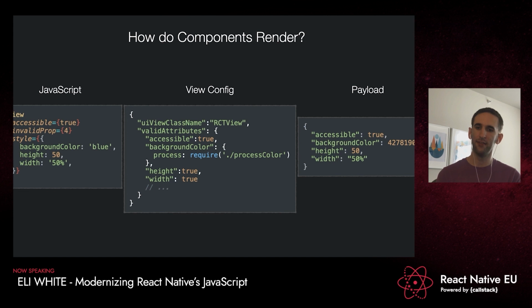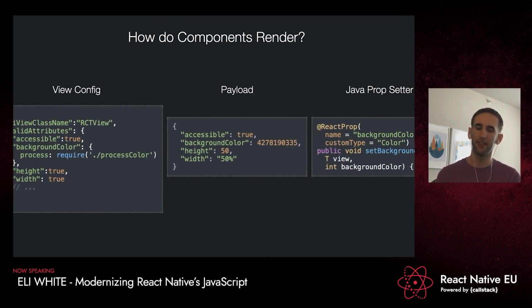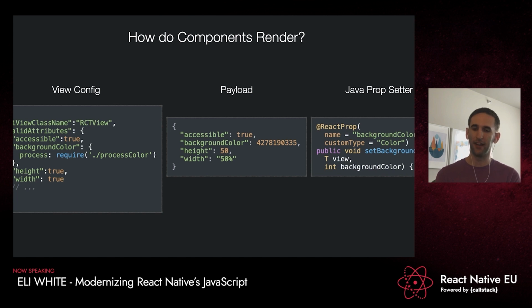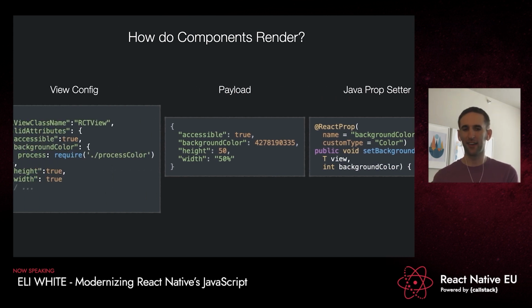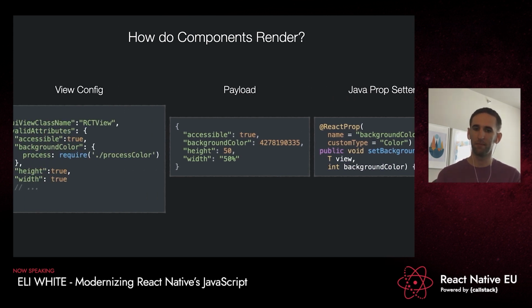So React knows when you render this view to process all of this information that you wrote in JavaScript with the view config to create this payload. And then the payload is sent to native. It calls each Java prop setter with each method, which then gives us the view on the screen. So I want to go back a couple steps to this view config. We know that these view configs convert from what you wrote in JavaScript to what native expects. But where do these view configs come from?